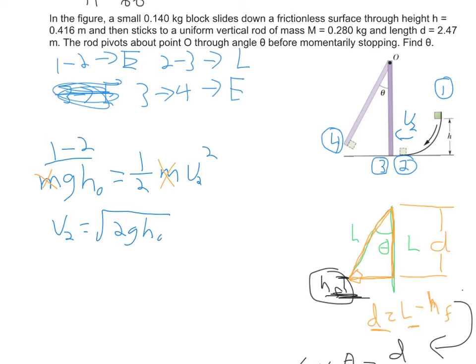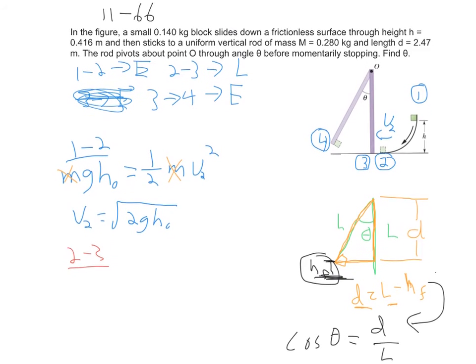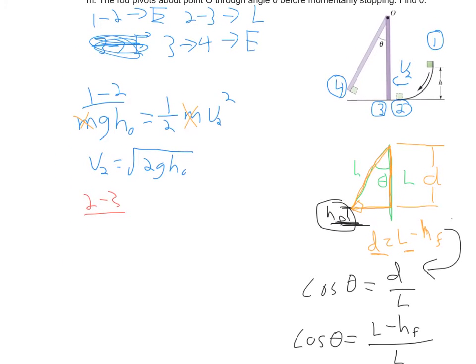Now, if we look at positions 2 to 3, we want to figure out how quickly the block and rod together are going to be moving after the collision occurs. Alright, so now we're looking at conservation of momentum.